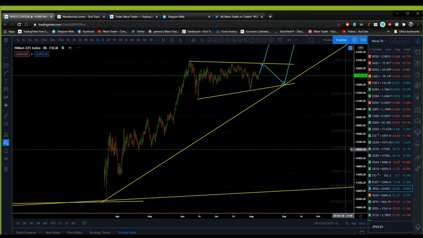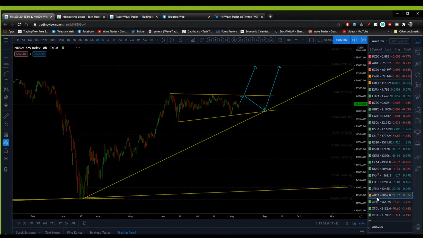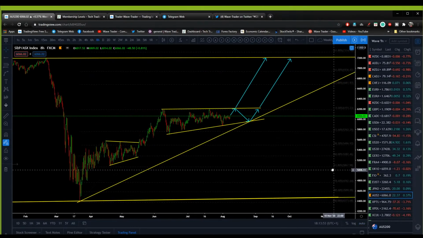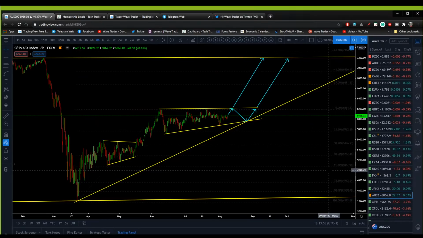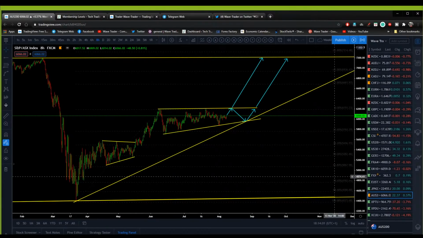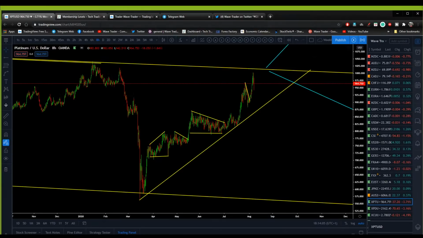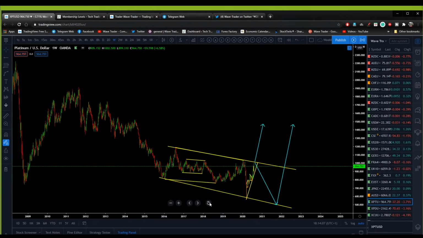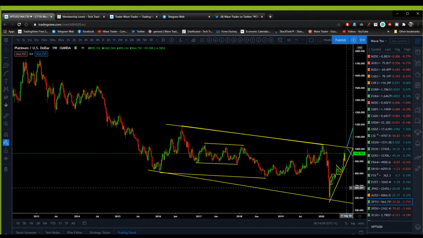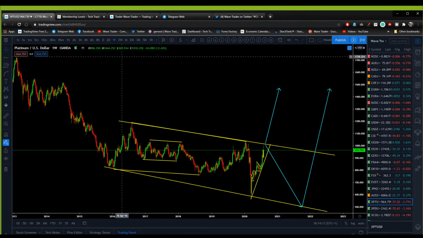Nikkei index, keep pushing higher slowly, or go into a triangle, which you see there. All right, so Uzi 200, keep pushing higher. Platinum, same like silver. Okay, platinum is also taking off, same like silver. So aggressive breakout and continue to keep pushing higher.